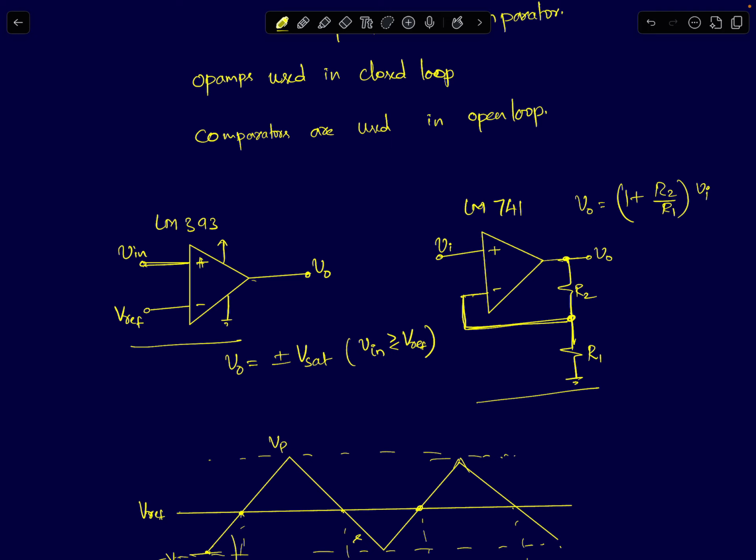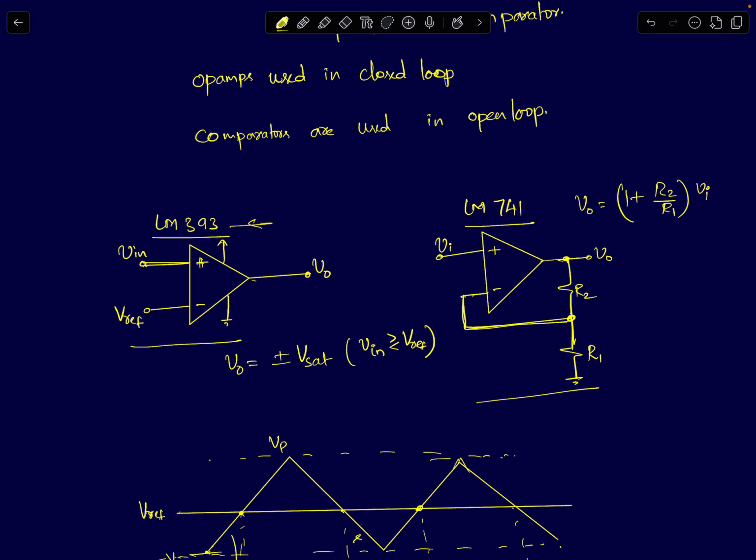But right now, I'm just letting you know that you have to keep in mind that comparators are sold as separate chips. LM393 is a comparator chip. The LM393 series is a comparator chip series, and LM741 is our op-amp chip, okay, op-amp integrated circuits.